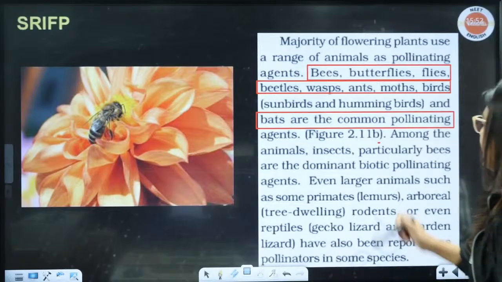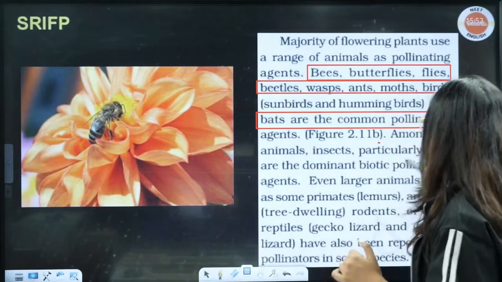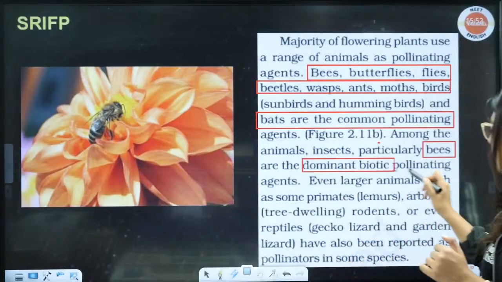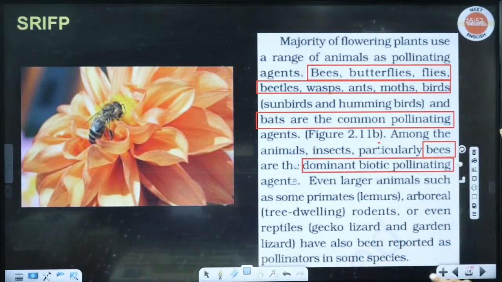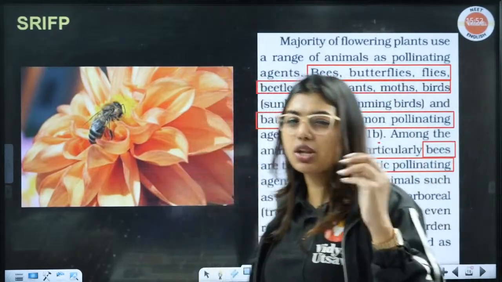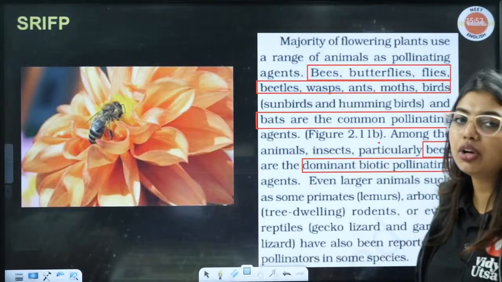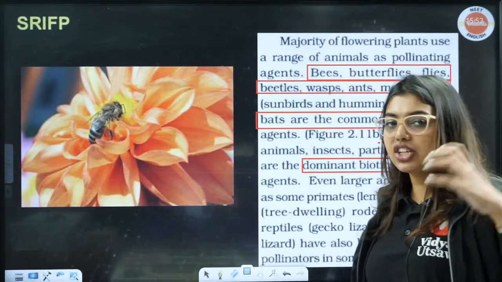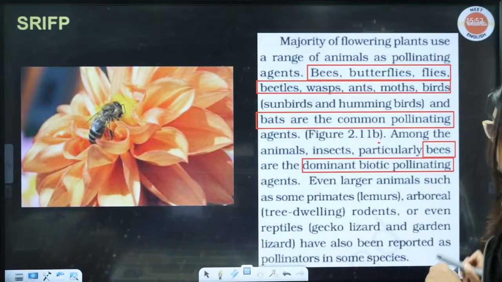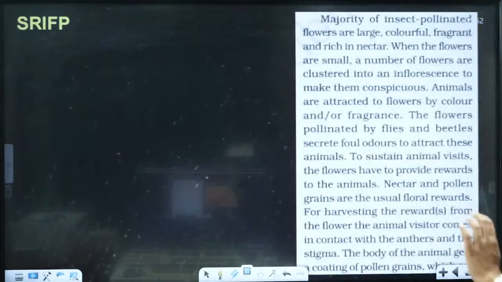Among the animals, in insects particularly, bees are the dominant one. Okay, bees are the dominant biotic pollinating agents. Even larger animals such as some primates like lemur, tree dwelling lizards, chameleons also help a little, because pollen grains attach to their body and they will move everywhere, so pollen grains get transferred. Okay, garden lizards have also been reported to be pollinators.